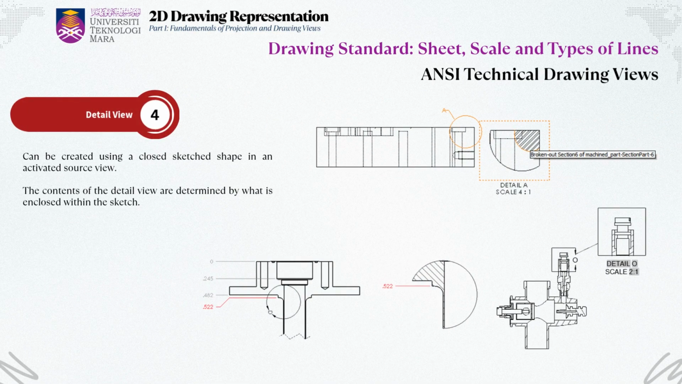Moving on to the detail view, this is where we zoom in on a small part of the drawing. Sometimes, features like tiny grooves or threads are too small to see clearly in the main view. Just like you would zoom in on a photo to see something better, we can create a detail view by drawing a circle around the area we want to enlarge. This zoomed-in version helps us show small features clearly and accurately, especially when we need to give precise measurements.